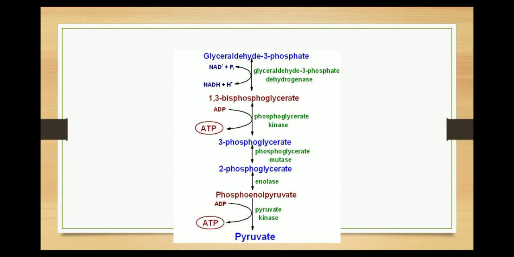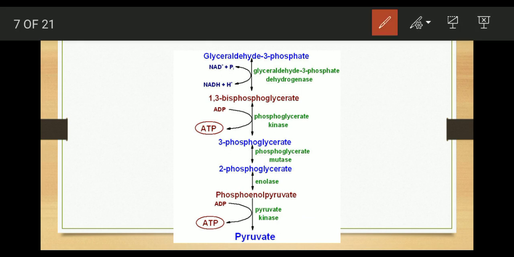Now let's see glyceraldehyde 3-phosphate. What happens after that? Glyceraldehyde 3-phosphate converts into 1,3-bisphosphoglycerate, with the help of an enzyme, glyceraldehyde 3-phosphate dehydrogenase, and here an inorganic phosphate molecule operates. NAD plus inorganic phosphate converts into NADH plus H plus.